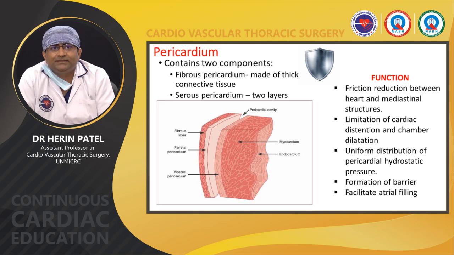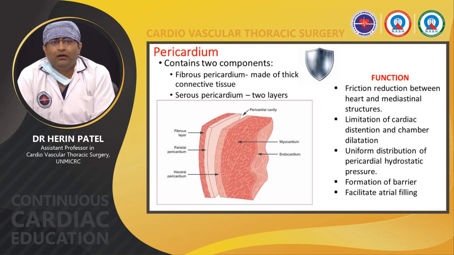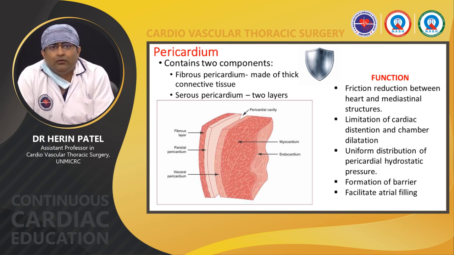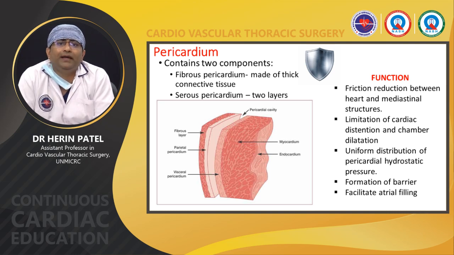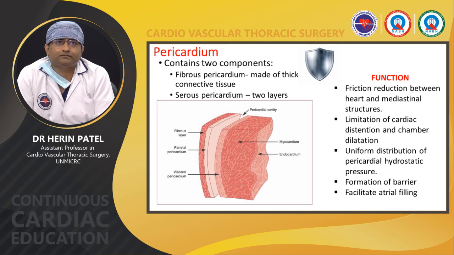The visceral pericardium adheres to the heart and forms the outermost layer of the heart, which is also known as the epicardium. The parietal pericardium is adherent to the inner layer of the fibrous pericardium, and the space between the parietal and the visceral pericardium is filled with a film of fluid which provides unadhered movement of the heart.